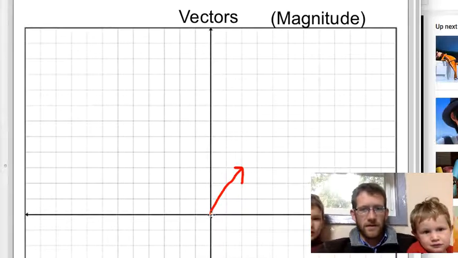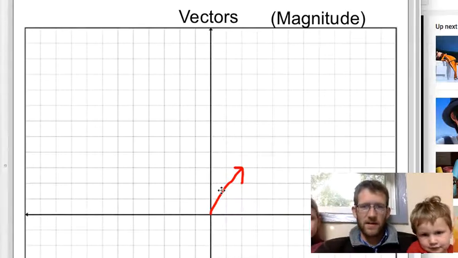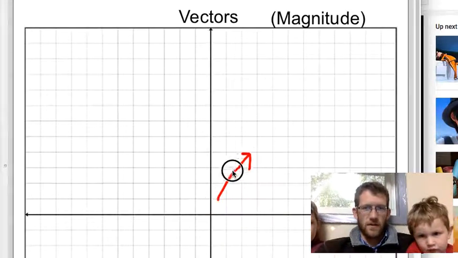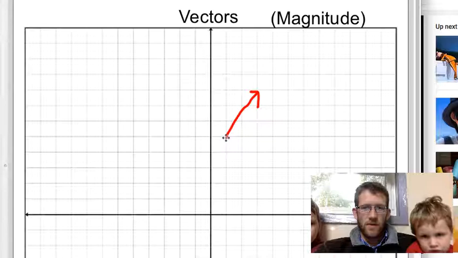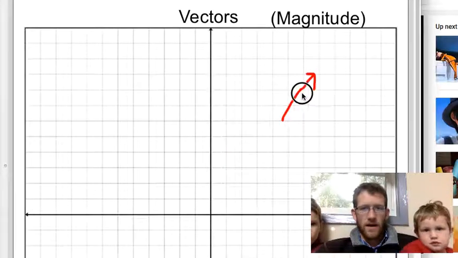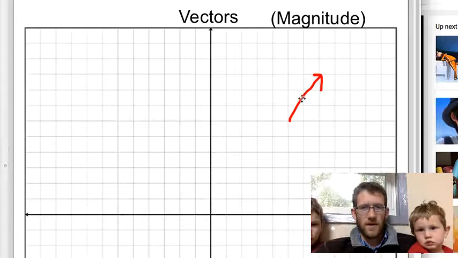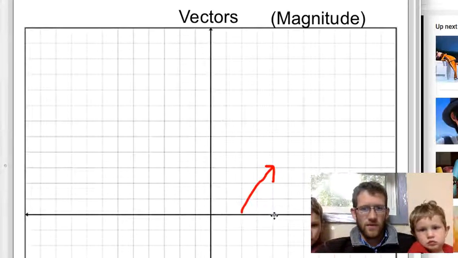The neat thing about vectors is they're not tied to a specific place. They're just tied to that direction and magnitude. So this vector will simply represent moving over 2 units and up 3 units. It doesn't matter where it is. If it's over here, it means we're moving over 2 up 3. If it's over here, it means we move over 2 up 3.